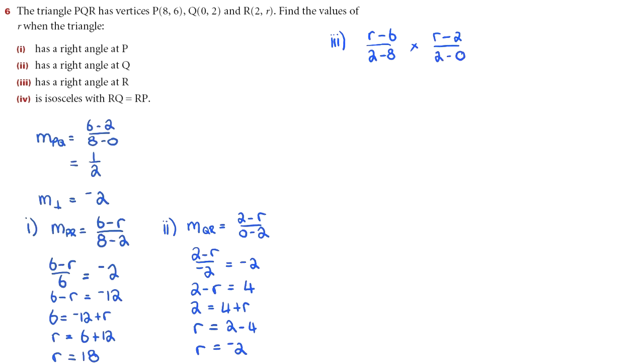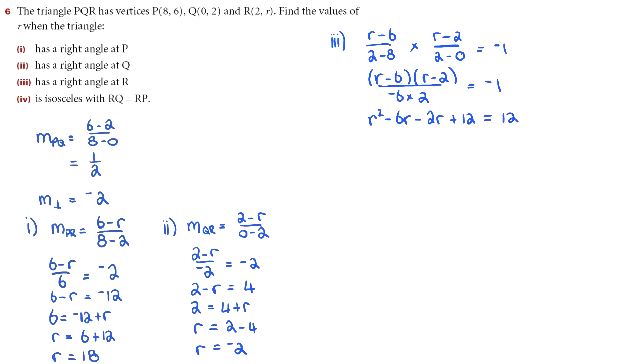All right, so we're multiplying the two gradients, and because they're perpendicular to each other, they multiply to -1. We can put those two fractions together and get r minus 6 times r minus 2 in brackets over 2 minus 8 is -6 times 2 is -1. Let's bring the 2 times -6 which is -12 up and multiply it by -1, and we'll get 12. And let's expand the brackets. We'll get r squared minus 6r minus 2r plus 12 equals 12.